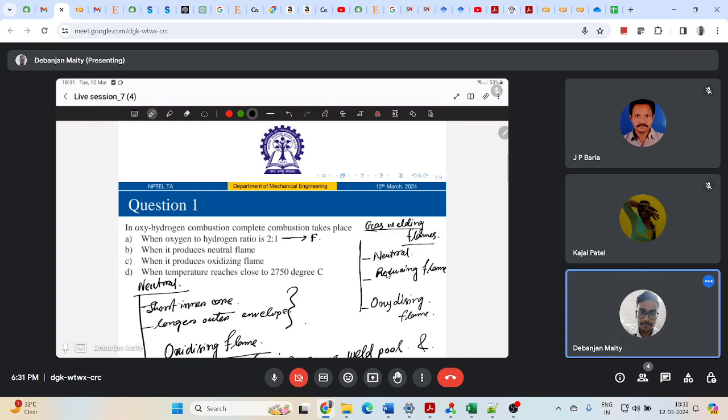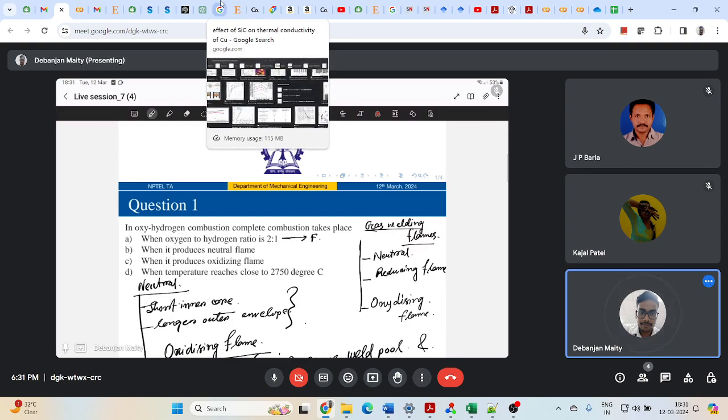Then I say that complete combustion takes place when it produces a neutral flame, when it produces an oxidizing flame, and when the temperature reaches close to 2750 degrees C. So this is also a false statement. For complete combustion, I need to produce some excess amount of oxygen and generate a bit higher temperature, where your flame characteristics will be oxidizing in nature, right? So this is a true statement. This is a true statement. Agreed?